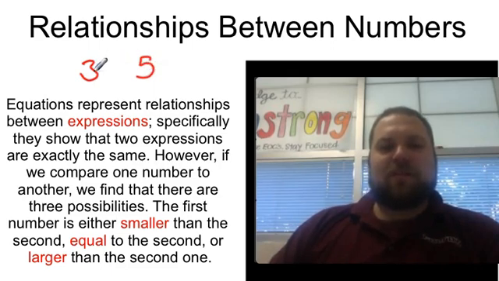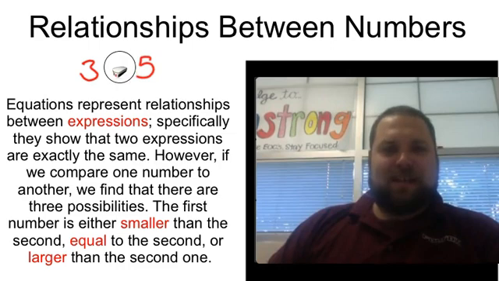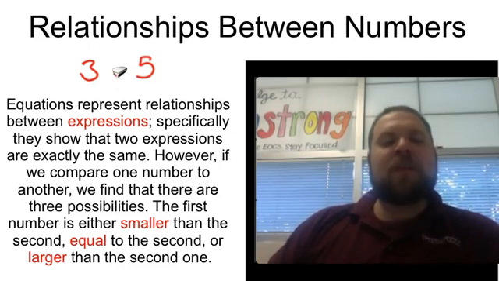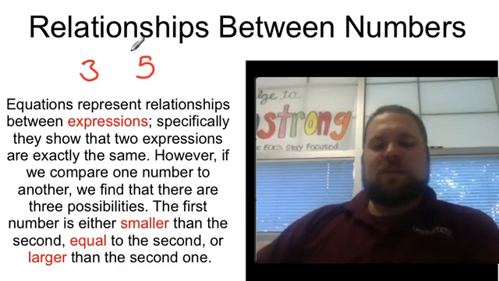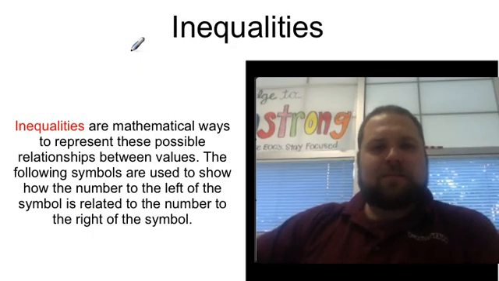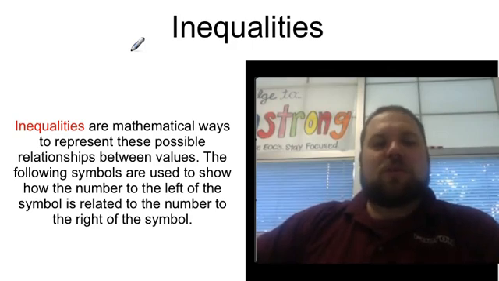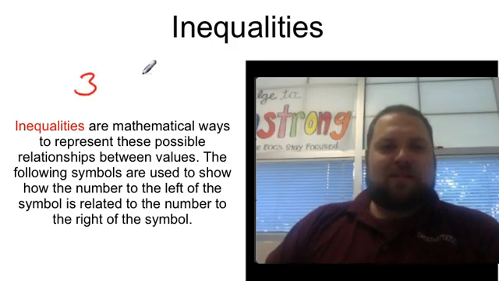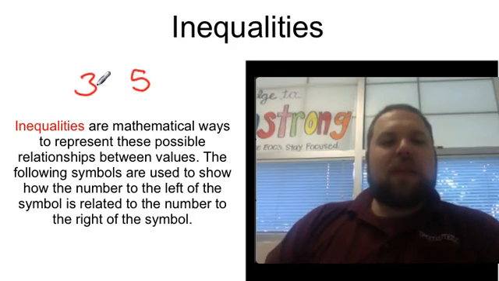In this case, we know that 3 is smaller than 5. Right now the only thing we have to show a relationship between them is an equal sign, and obviously these two aren't equal, so we need more symbols to show how things are related. Those symbols are called inequality symbols. It's just a way to show the relationship between them. Specifically, how do we take two numbers, write them like this, and show that relationship?